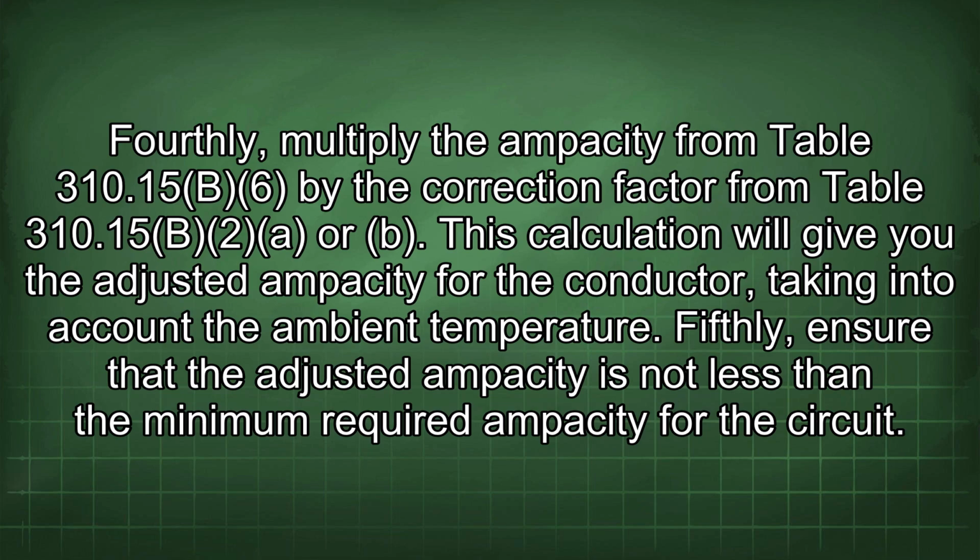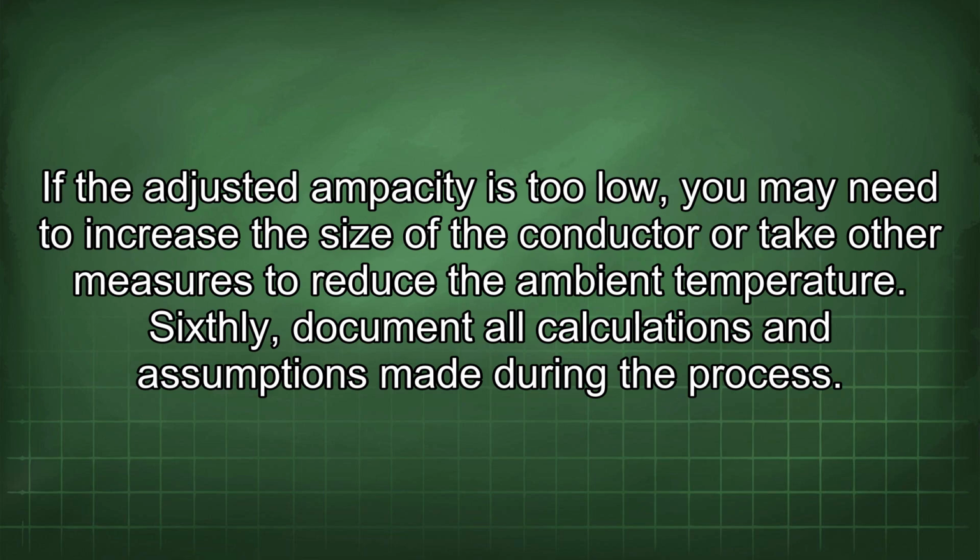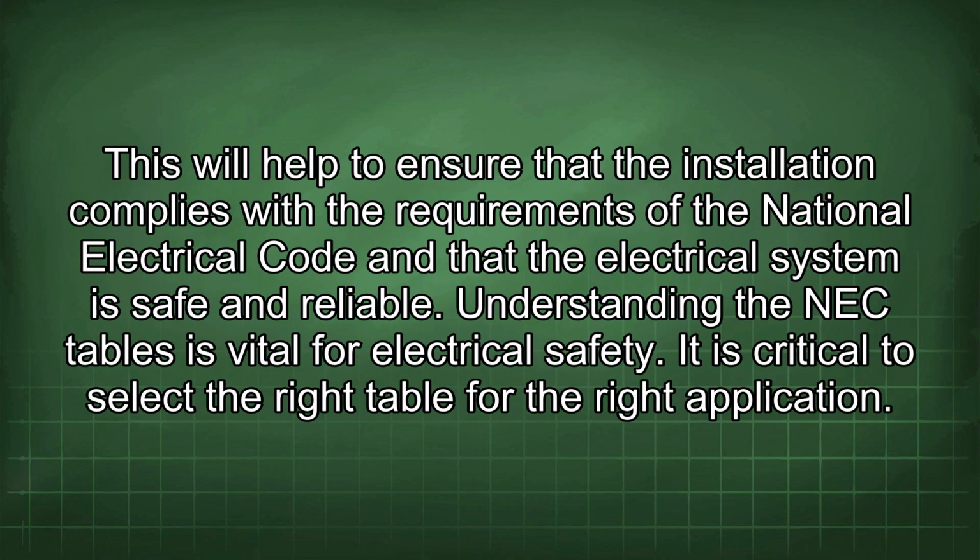Fifthly, ensure that the adjusted ampacity is not less than the minimum required ampacity for the circuit. If the adjusted ampacity is too low, you may need to increase the size of the conductor or take other measures to reduce the ambient temperature. Sixthly, document all calculations and assumptions made during the process. This will help to ensure that the installation complies with the requirements of the National Electrical Code and that the electrical system is safe and reliable. Understanding the NEC tables is vital for electrical safety. It is critical to select the right table for the right application.